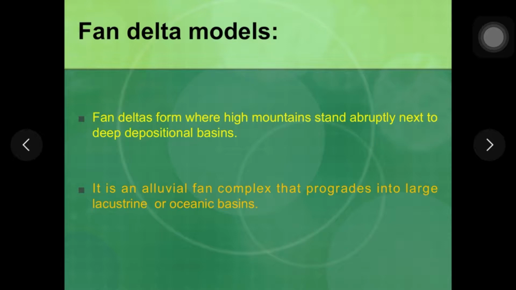But when you combine this term fan delta, it is nothing but a fan shaped sedimentary body which is deposited at the base of the mountain directly into a standing body of water, which could be a lake or an ocean. You can read through the definition here. It is an alluvial fan complex that progrades into large lacustrine or oceanic basin. So it is just like an alluvial fan, but it is deposited in the water body.